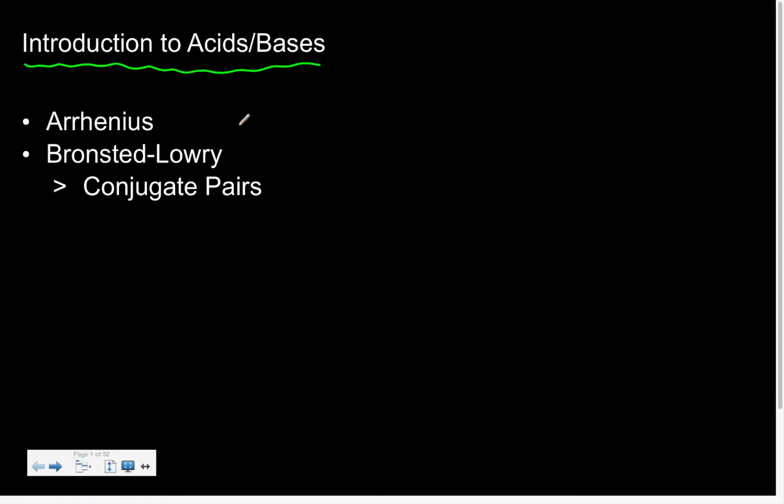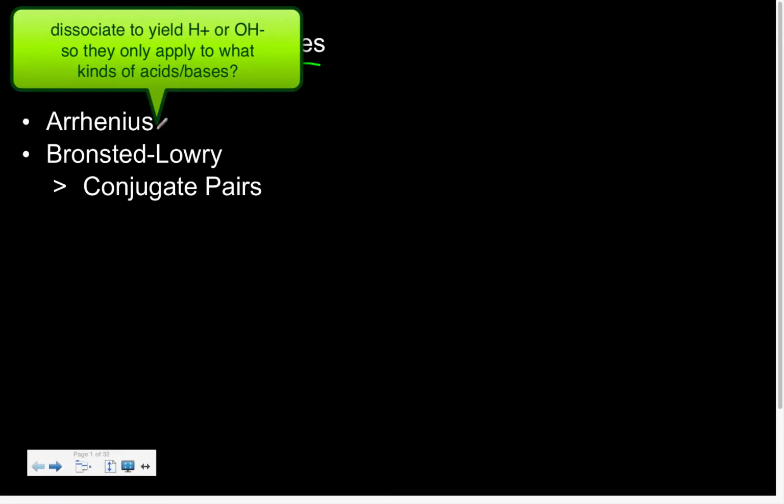So, first of all, we talk about the definition of Arrhenius acids and bases, which you should know, and which you should also recognize. The reason that we don't commonly use that is that it's too limiting. It is too specific, and it doesn't include enough species, which brings us to the Bronsted-Lowry definition, which is going to be our operating definition.